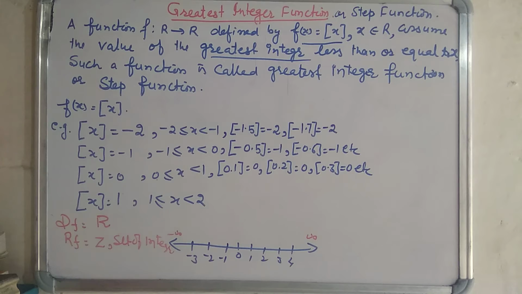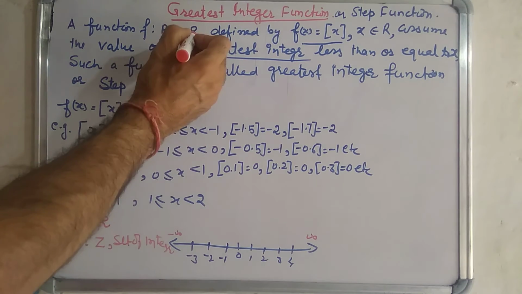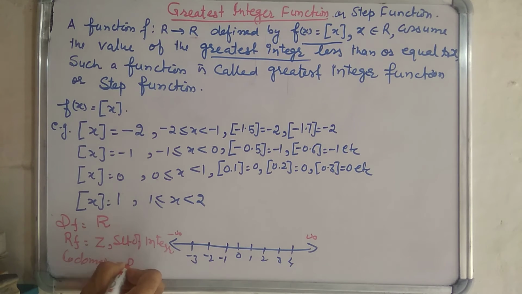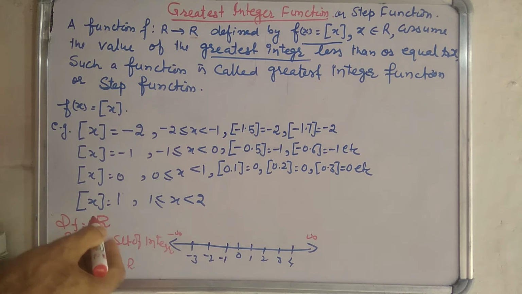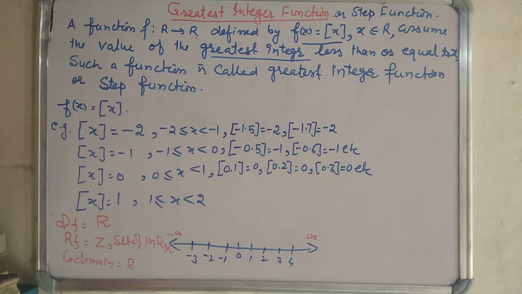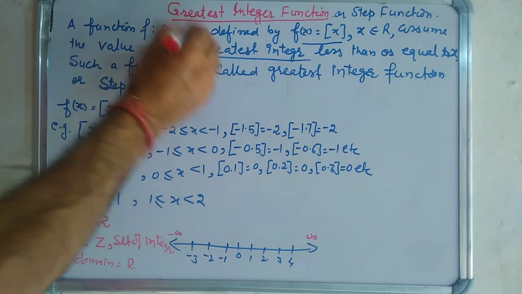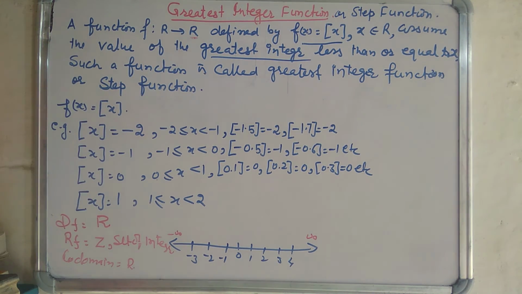And the codomain is this whole set. So when we see a function, we must know the range, domain, and codomain of the function. The range is the set of images, which is the set of integers, and the domain is all the inputs, the set of all real numbers. The codomain is the whole set, since the function is defined from R to R. So this is the greatest integer function.